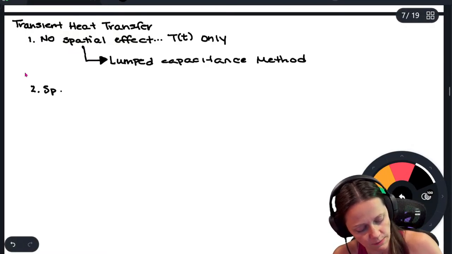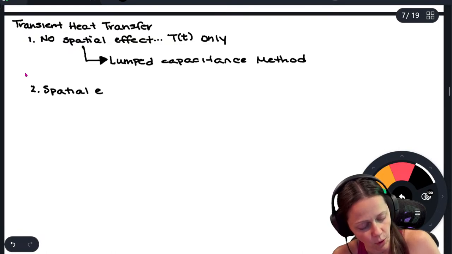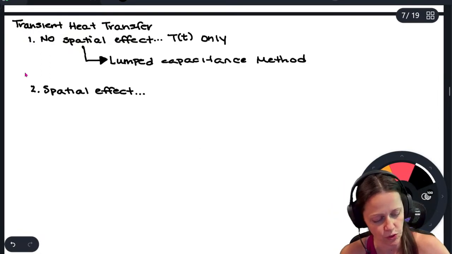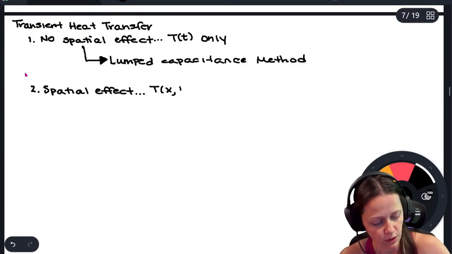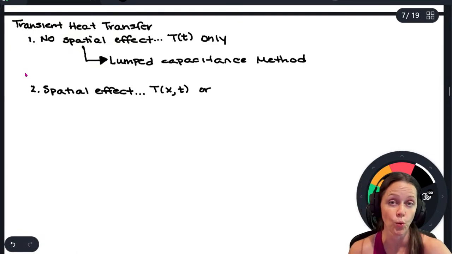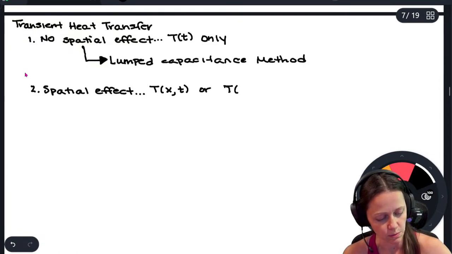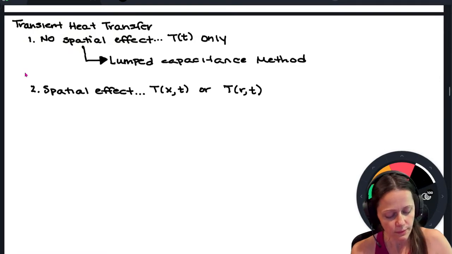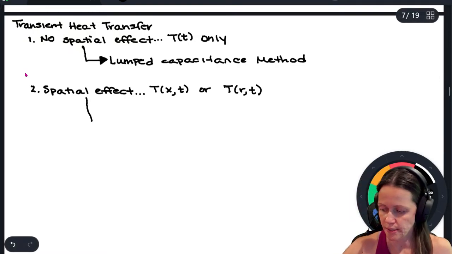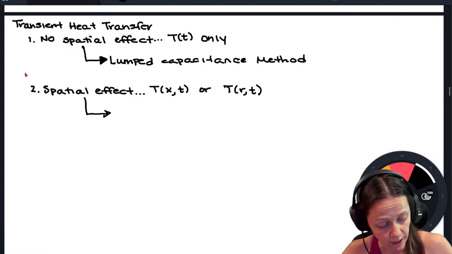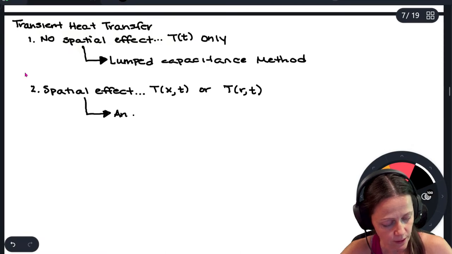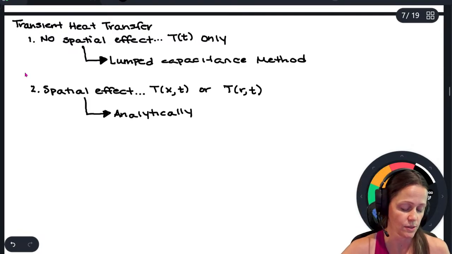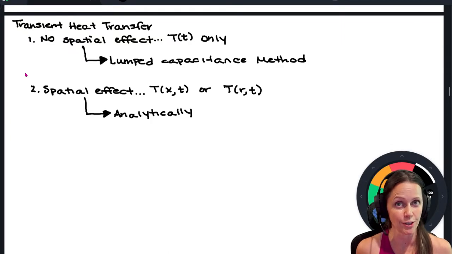With spatial effects, we're only going to be looking at one-dimensional transient heat transfer. So maybe it's a function of x and t, or if you're in cylindrical or spherical coordinates, r and t. So it's a function of position and time. There are two ways that we'll look at solving this. One is analytically, and for these we already have analytical solutions.